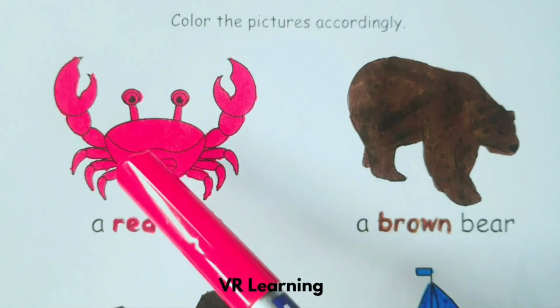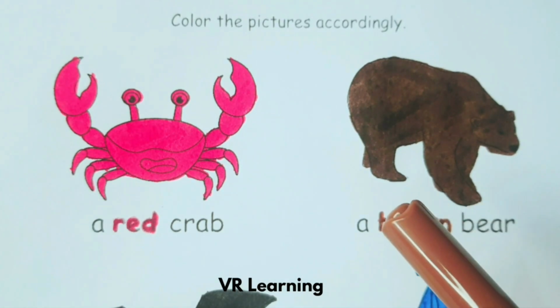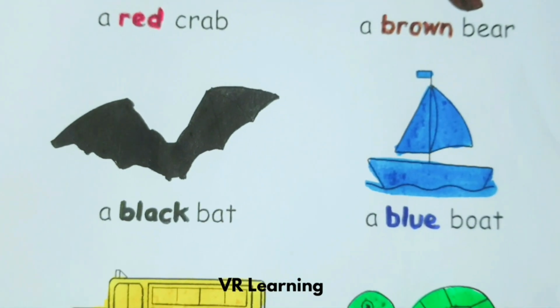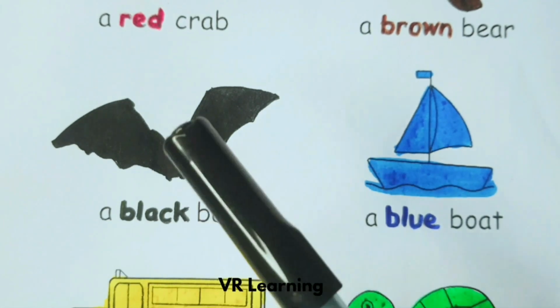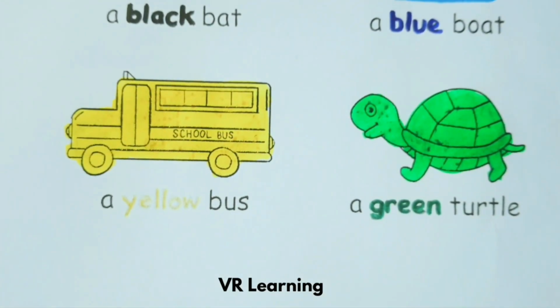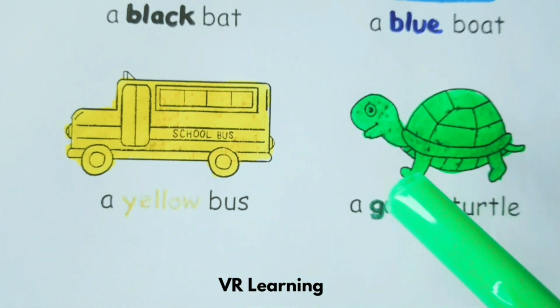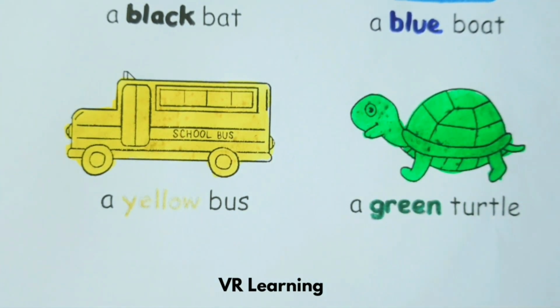Red crab. Red color. A brown bear. Brown color. A black bat. Black color. A blue boat. Blue color. A yellow bus. Yellow color. A green turtle. Green color.